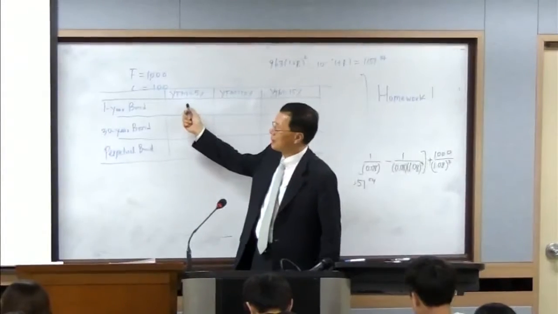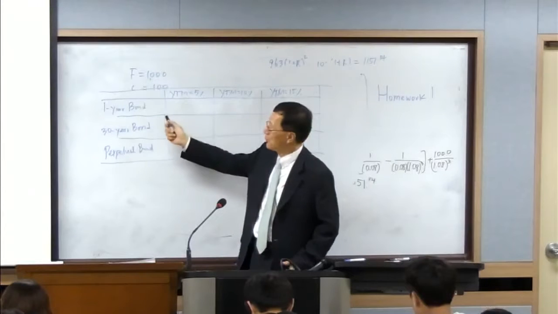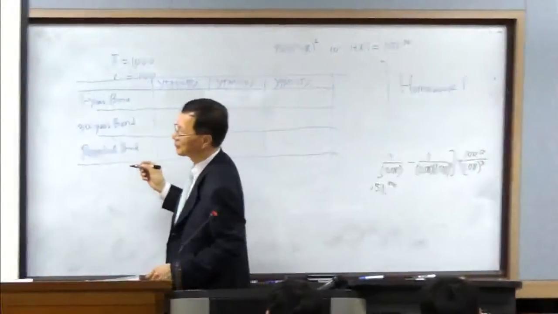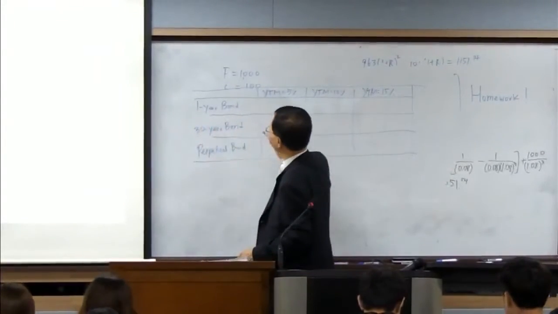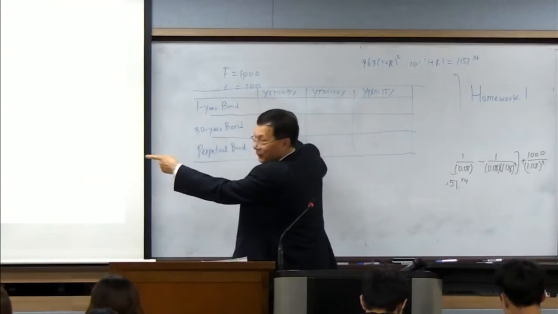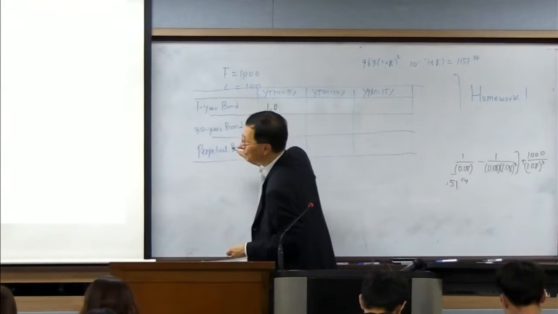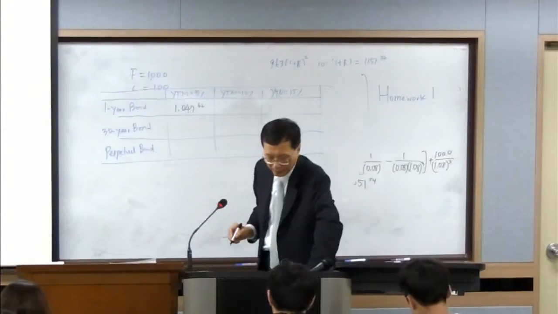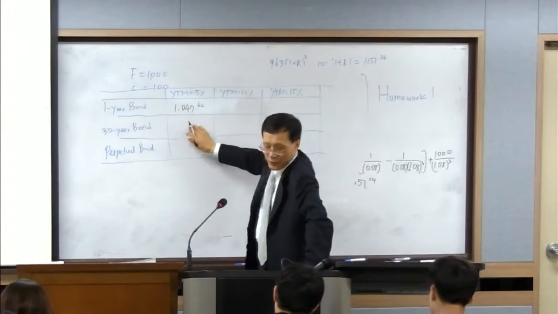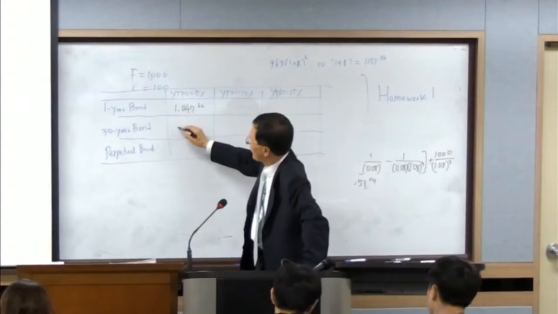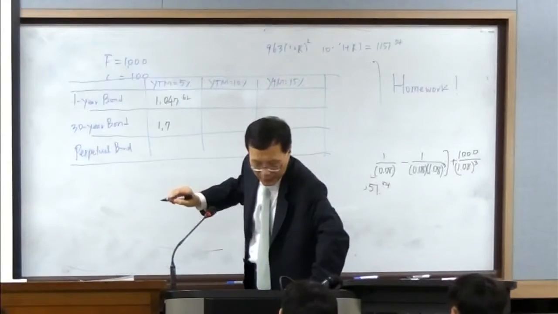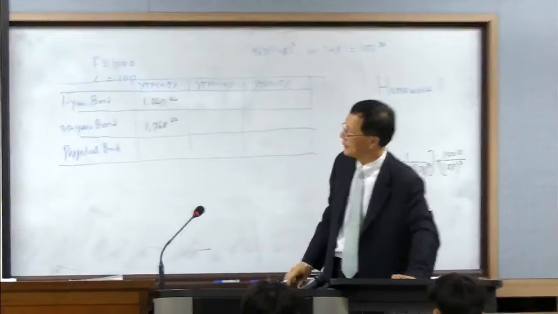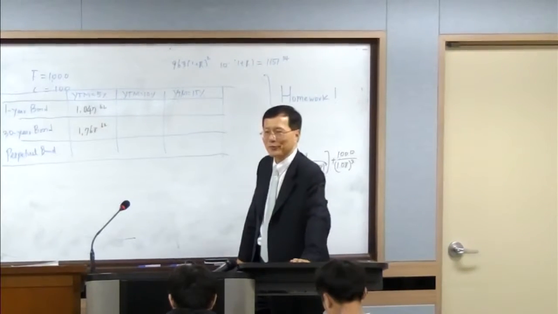Okay, if yield to maturity is 5%, what is the price of the 1-year bond? It is 1,047. For the 30-year bond, it is 1,768. It's a perpetual bond. What is the price of the bond?